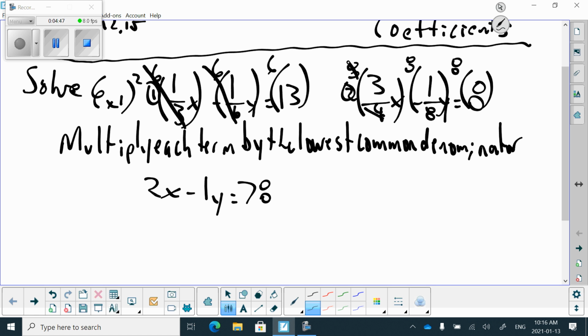4 goes into 8 how many times? 2 times. So then this would become what? 6x, and minus 1y, and 8 times 8 equals 64. There we go. Any questions here?